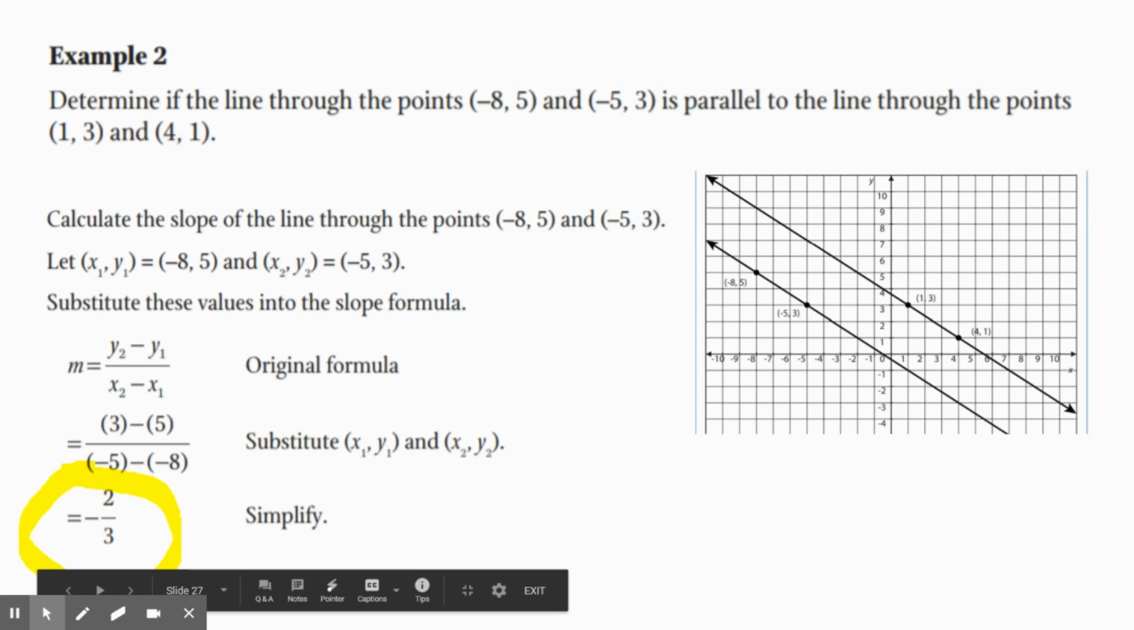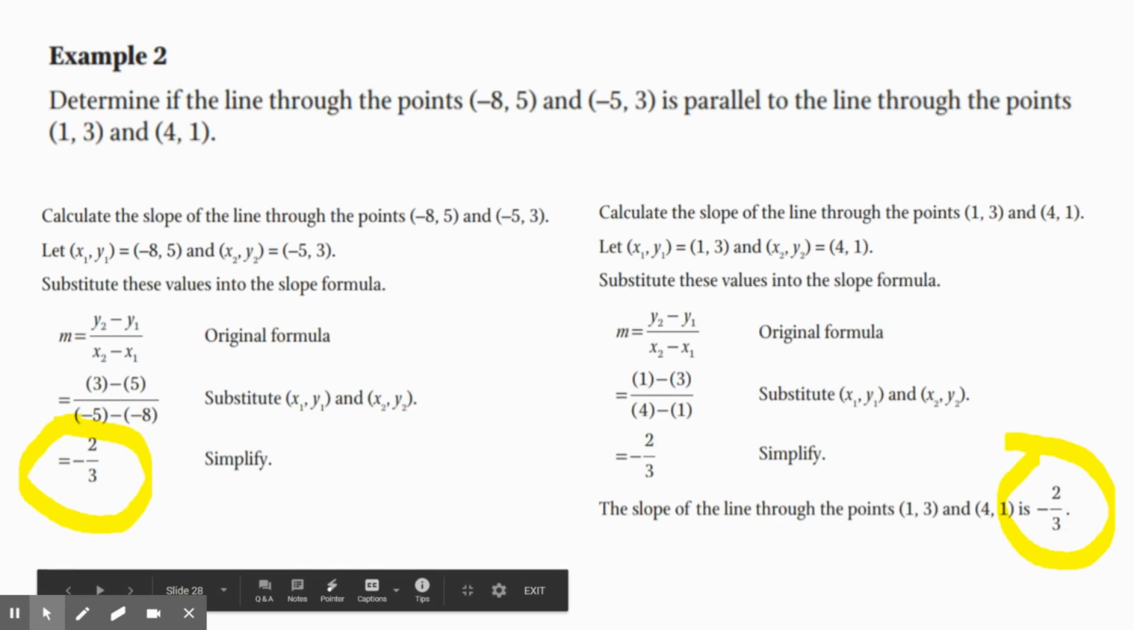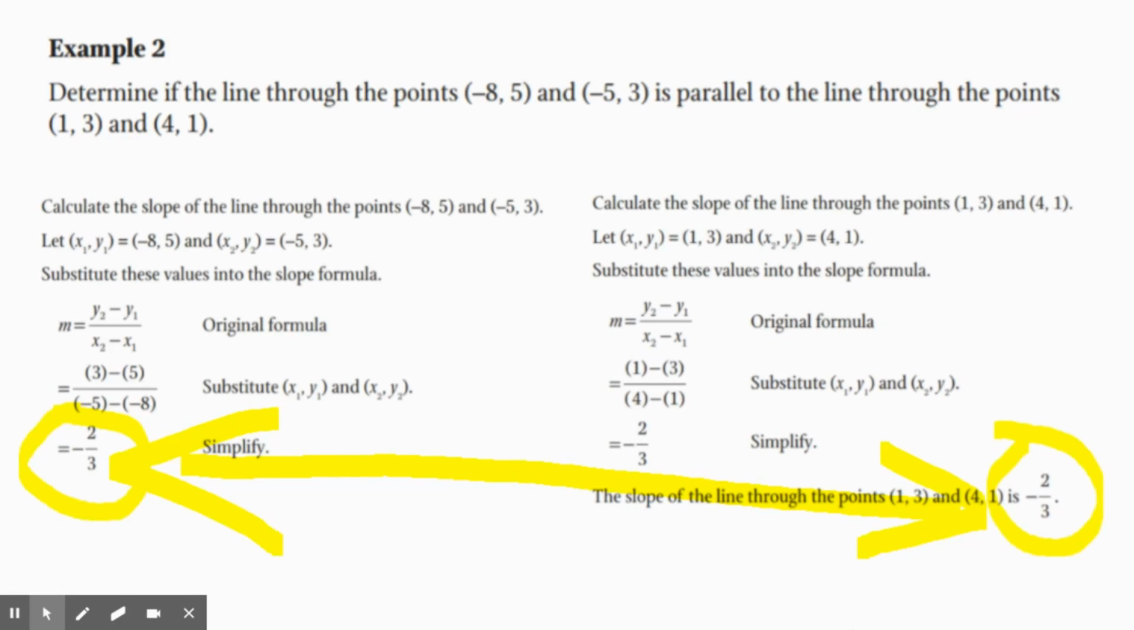For the first line, substituting the numbers into the slope formula, we get negative 2 over 3. For the second line, we get negative 2 over 3 also. So therefore, we can conclude that the two lines are parallel because they have the same slope. If these numbers do not match exactly, they are not parallel.